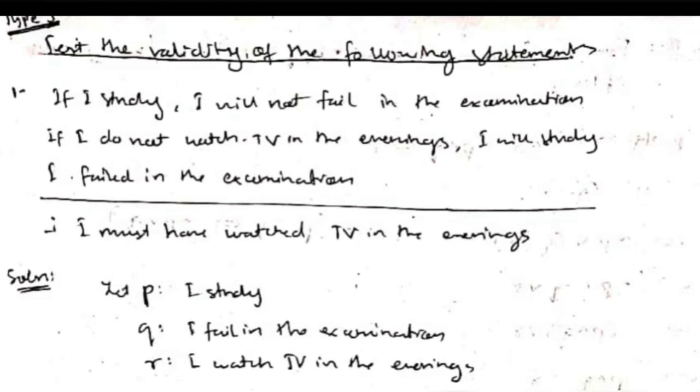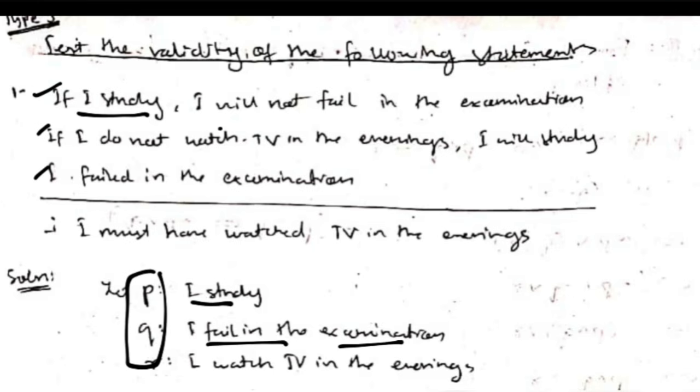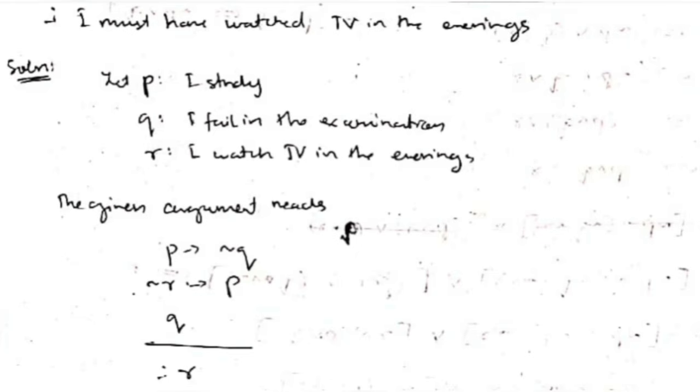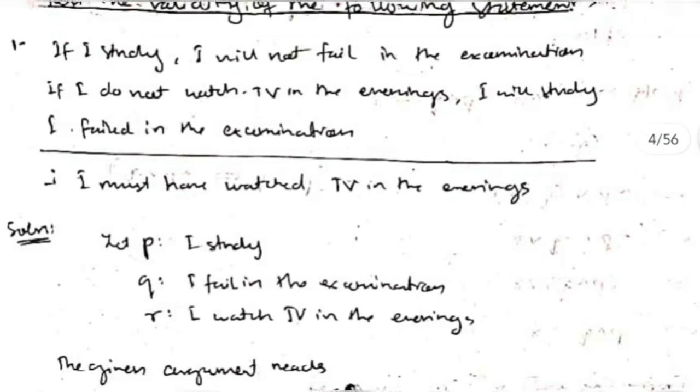In this question we have to test the validity of the following statements. Okay, so we have been given three statements. We will break this into three sentences. First one is I study will be taken as p, I fail in examination will be taken as q, and I watch TV in the evenings will be taken as r. So accordingly the given argument will read as p conditional not q.